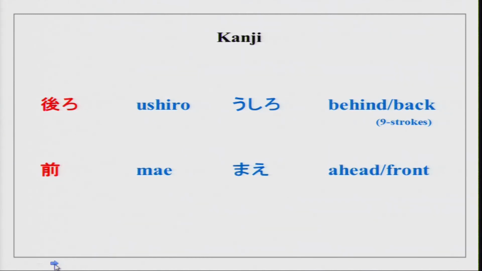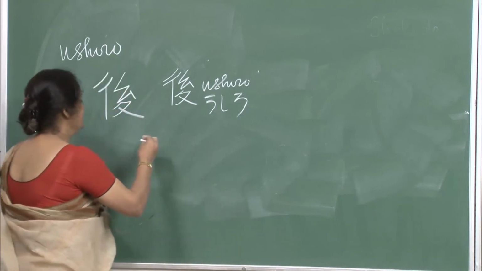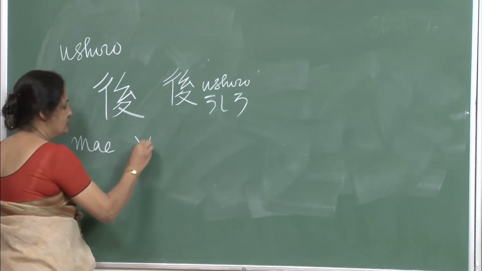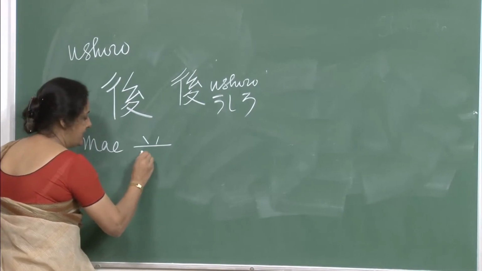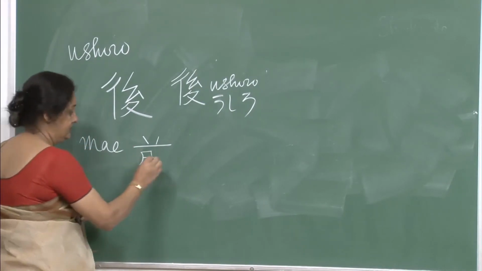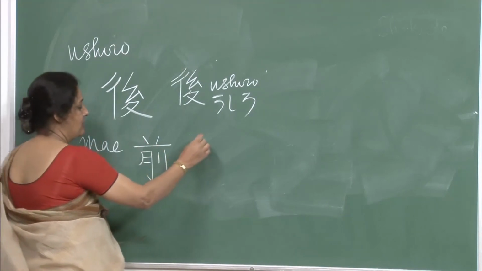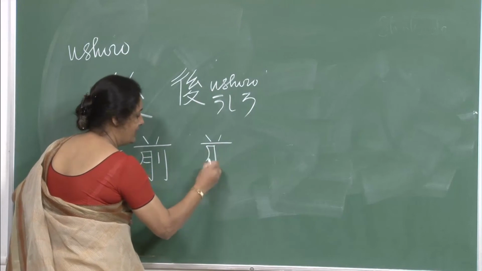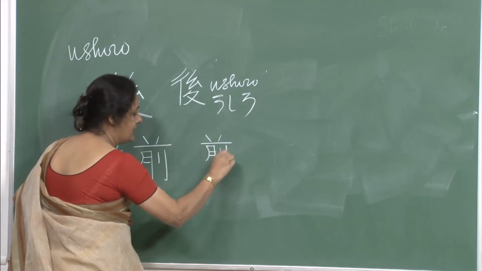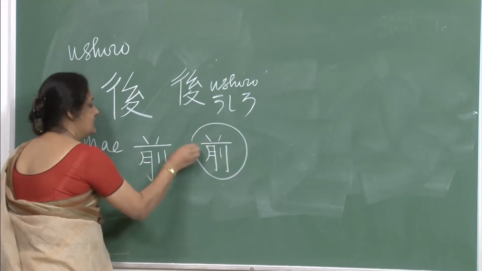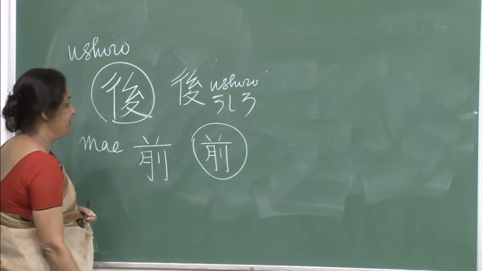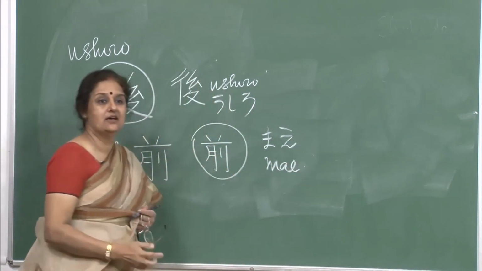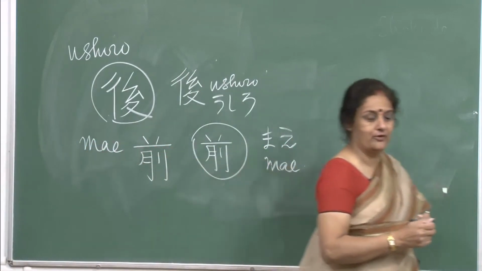We have another one over here for you. You have again done this word mae. Now, 1, 2, 3. This character you have done, if you remember, month, and this over here. So, let us see how many strokes are there to this character. 1, 2, 3, 4, 5, 6, 7, 8 and 9. So, again this is also a 9-stroke character as ushiro. Mae means front of or ahead or before.